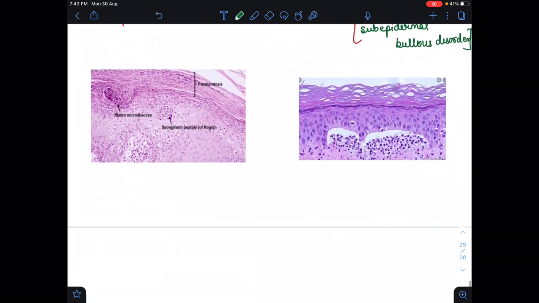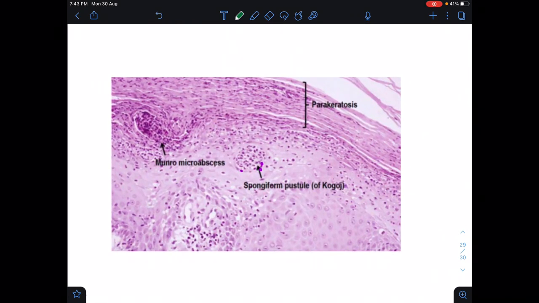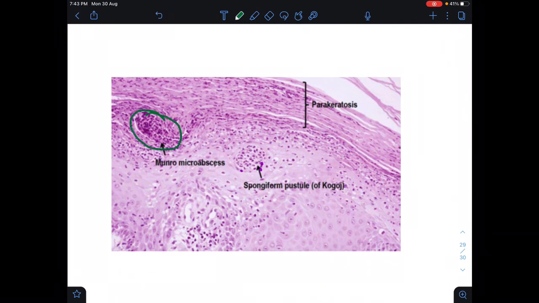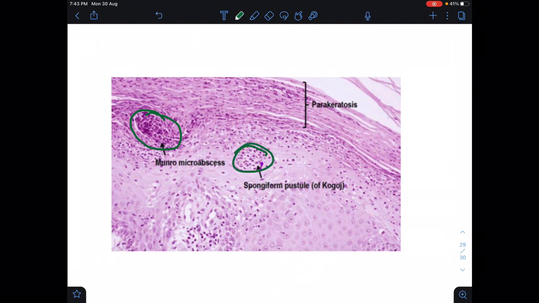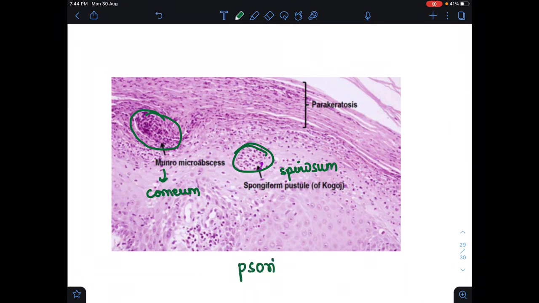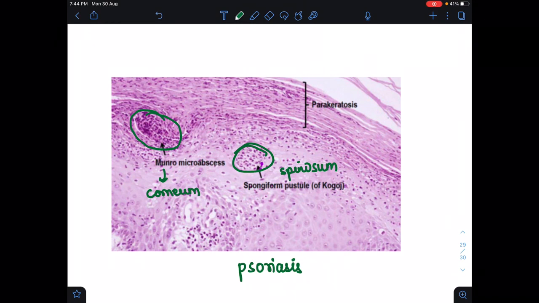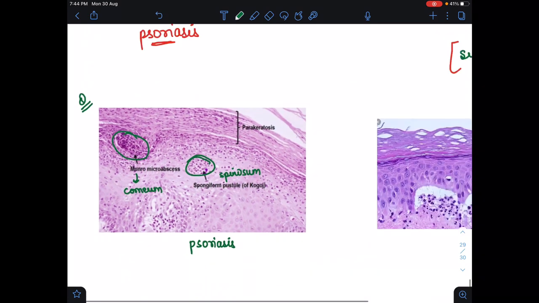So here I am going to show you an image. As we see here, a microabscess is a collection of cells. Here we see a lot of cells present. So it is a Munro microabscess, which is seen in the stratum corneum layer, while the spongiform pustule of Kogoj is seen in the stratum spinosum layer. The example of this is psoriasis. In psoriasis, we find Munro's microabscess as well as the spongiform pustule of Kogoj. Please remember it. It is a previous year question.